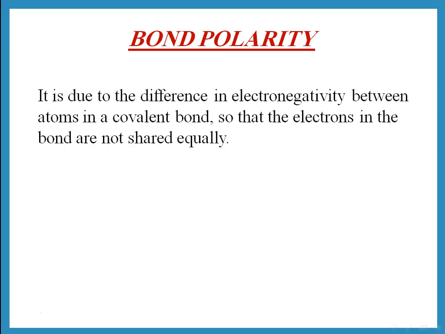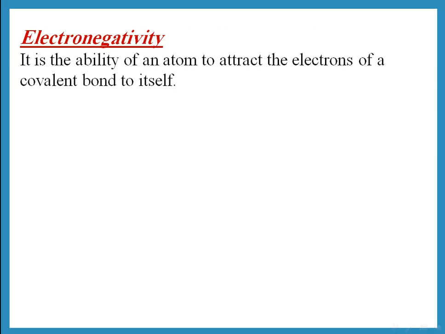So we said a covalent bond means they're sharing a pair of electrons or 2 pairs of electrons or whatever. But if one of them is more electronegative than the other, then the electrons will not be shared equally. So first of all, what do we mean by electronegative? Electronegativity is the ability of an atom to attract the electrons of a covalent bond to itself.